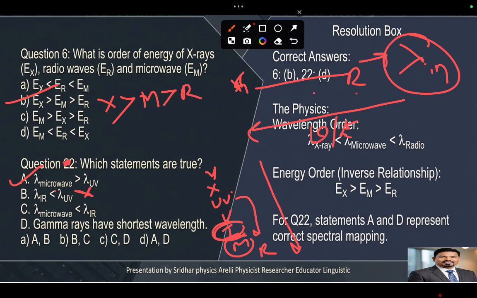Next, microwave is greater than IR. No, microwave is less than IR. Micro here and IR here. This is also wrong. Gamma rays have the shortest wavelength. Obviously, yes, this is right. So your answer is A and D. Energy order is EX greater than EM, EM greater than ER.